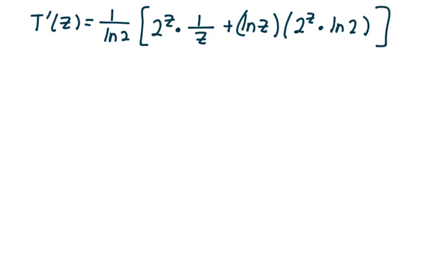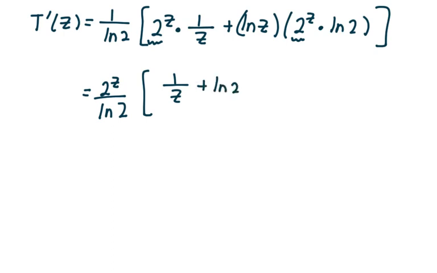Now, what I notice is there's a 2 to the z that's common to both terms, right? And so I'm going to pull that out. And so I get 2 to the z over natural log of 2 times the quantity 1 over z plus natural log of 2 times natural log of z.